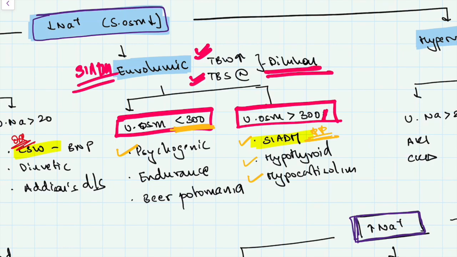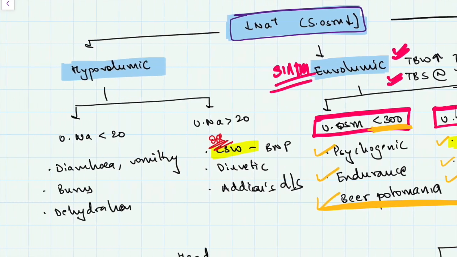Second, if the urine osmolarity is low, it means that it could be a psychogenic cause, that is the patient is drinking a lot of water causing a dilutional hyponatremia, or in cases of endurance and beer potomania, right. Again beer causes dilutional hyponatremia. Hyponatremia due to beer is called beer potomania, right.